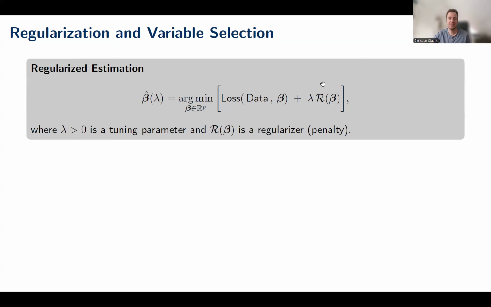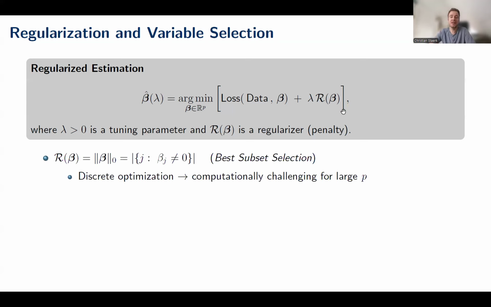And this is the second part here. So we have lambda times R(beta) here. So lambda is a tuning parameter and R(beta) is a regularizer or penalty in dependence of beta. And depending on how we choose this R(beta), we get prominent special cases. So if we choose R(beta) to be the L0 penalty, which is not exactly a norm, but it just counts how many coefficients are non-zero.